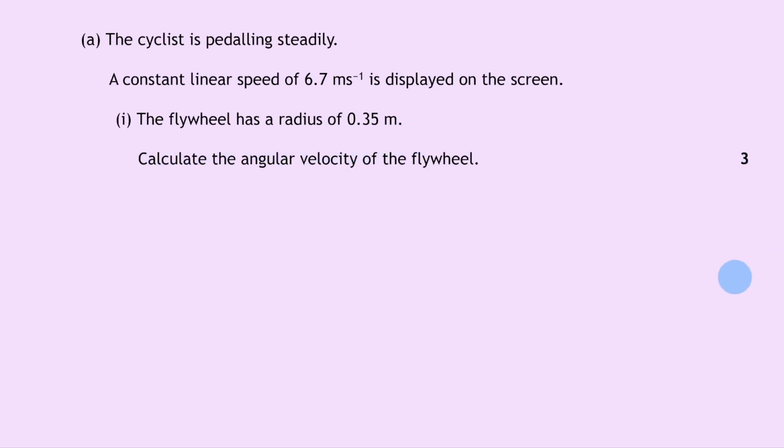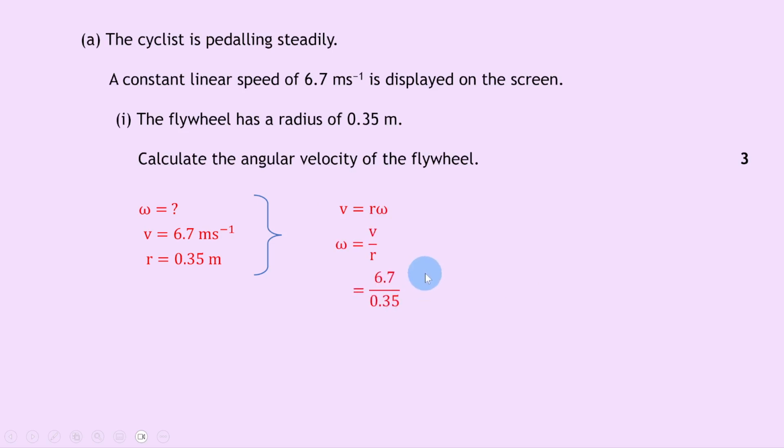Well, writing down what we know from the question, we're trying to find the angular velocity omega. We know that the linear speed v is 6.7 meters per second as mentioned up here, and the radius r of the flywheel is mentioned here, 0.35 meters. So writing down our equation relating angular velocity, linear velocity and radius, we have v equals r omega. Rearranging for omega, we can divide both sides by r to get omega equals v over r. Substituting in the numbers gives 6.7 divided by 0.35, and putting that into your calculator should give you an answer of 19 radians per second.